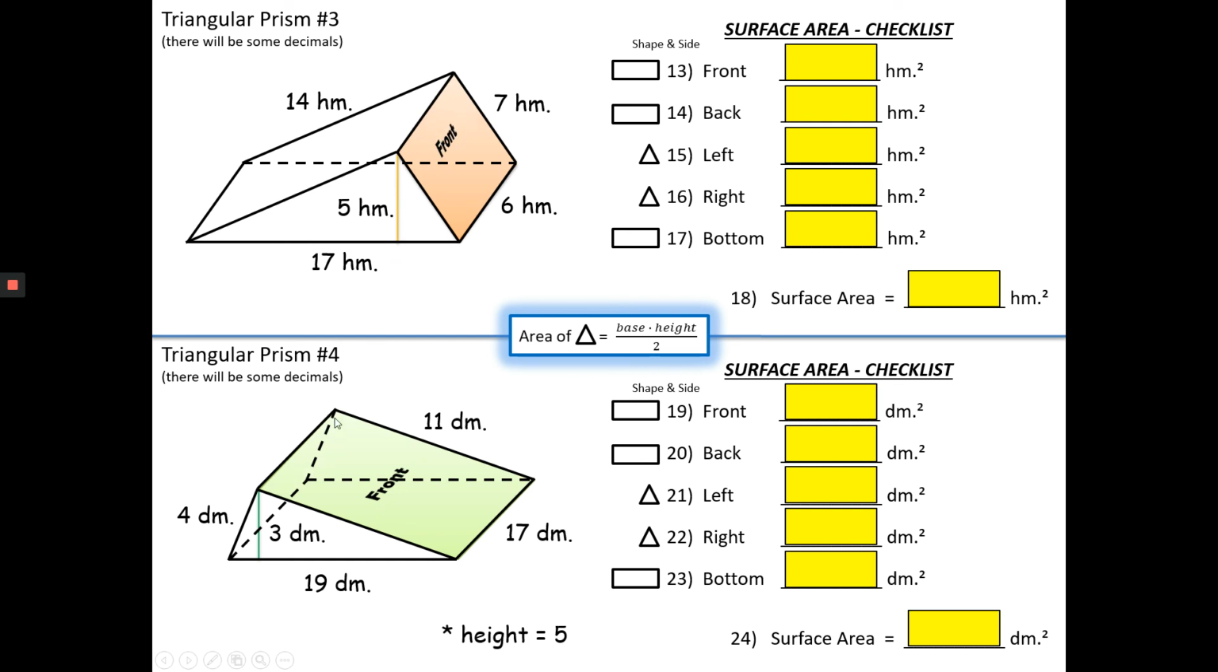So for this one, the ramp is actually the front, like the ramp part of this triangular prism is the front. So that means this rectangle back here is going to be considered the back. This triangle here would be considered the left side. And then the triangle over here would be considered the right side. And then this rectangle on the bottom would be the bottom.